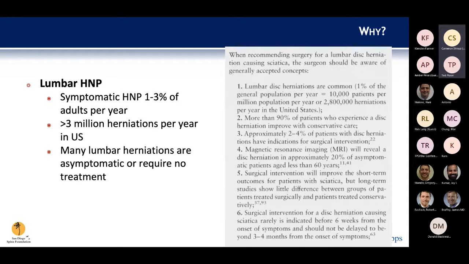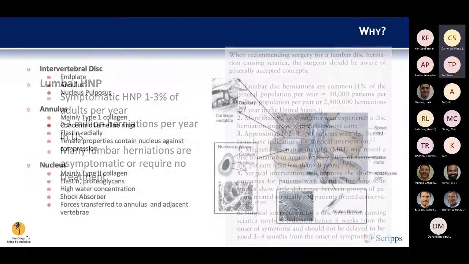And then focusing on 5, which we'll touch back on later in the presentation, surgical interventions will improve the short-term outcomes for patients with sciatica, but long-term studies show little difference between groups of patients treated surgically and patients treated conservatively, and we'll touch on why that is and how that is, and touch on all these other bullet points as well as MRI and indications for surgical intervention, things like that.